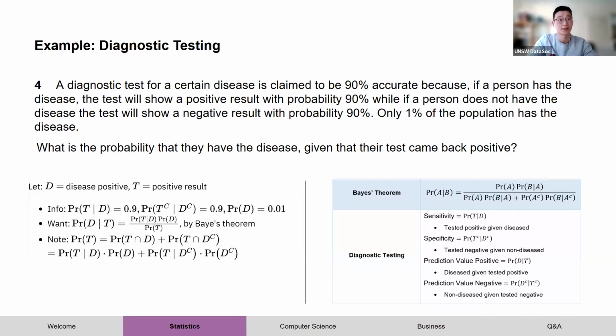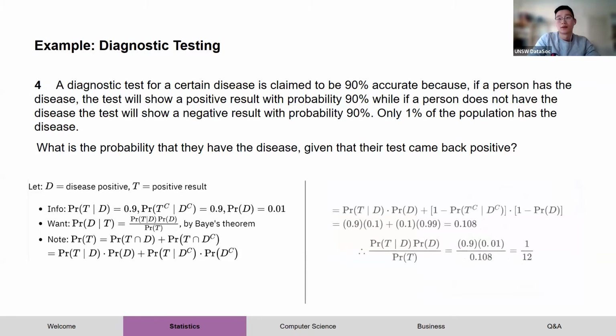And since we don't directly have that, we have to use the conditional probabilities we're given to try and solve for those intersections. Now, in this situation, we also have to use the complement probability because for our second term, the probability of T given DC, we actually don't have that value. So we have to use the complement probability to try and find that. And solving for that particular value, we find that the probability of testing positive is 10.8%. Therefore, substituting in our unknowns, we find that the probability of having a disease given we tested positive is 1/12.